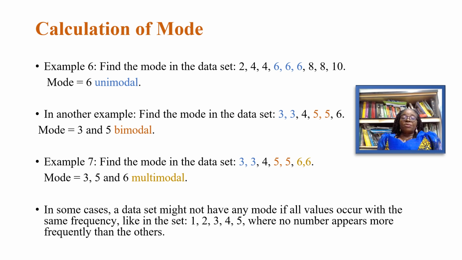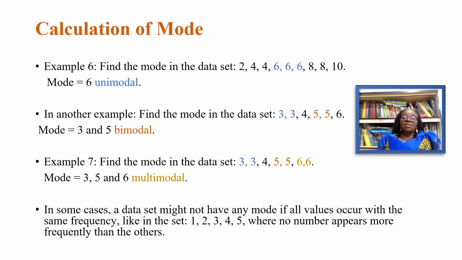In another example, if you are told to find the mode in the data 3, 3, 4, 5, 5, 6, 6. In this data now, 3 appeared 2 times, 4 appeared once, 5 appeared twice, and 6 appeared 2 times. This data is what we call multimodal data because most of the numbers appeared twice. So this data has 3 modes: 3, 5, and 6.